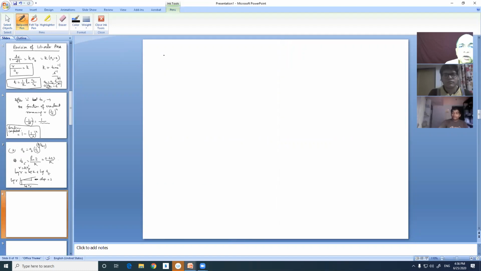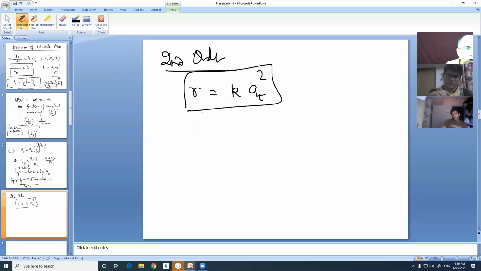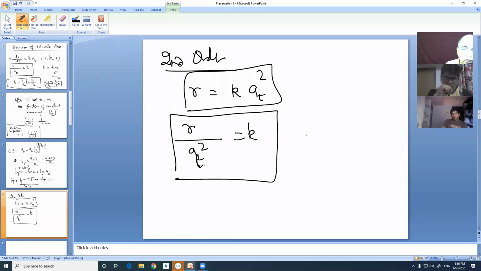And what about second order reaction? How do you know it is a second order reaction? Rate is equal to k into at square. That means if you have got rate data and at data, then R by at square, if you get constant in at least 2-3 data, you analyze this ratio remains constant, then it is undoubtedly a second order process.